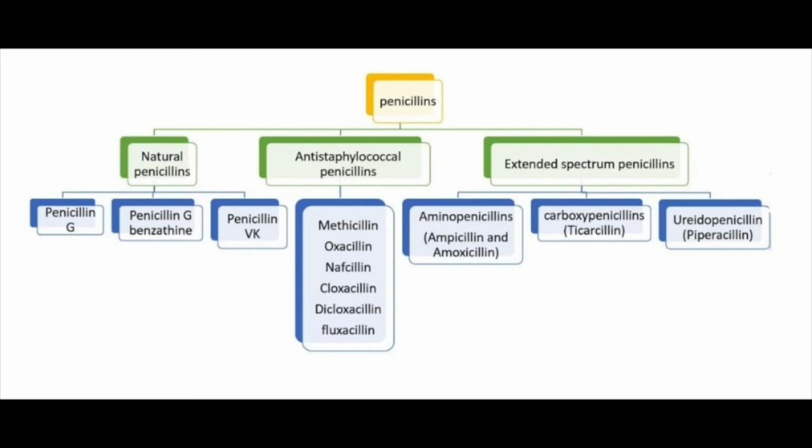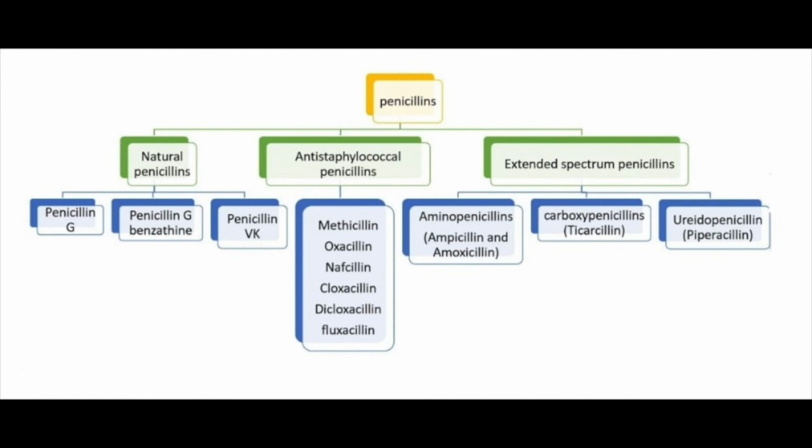The last group is called extended spectrum penicillins, and as the name suggests, it has an extended spectrum covering gram-positive and gram-negative bacteria, including Pseudomonas, and it has a higher spectrum. We have aminopenicillins, carboxypenicillins, and ureidopenicillins. The problem that arises here is that they are beta-lactamase sensitive. So to solve this issue, these drugs are usually paired with beta-lactamase inhibitors.